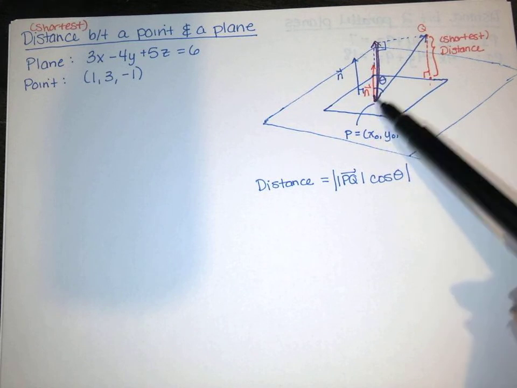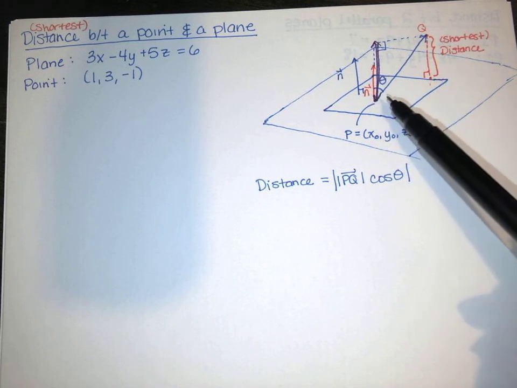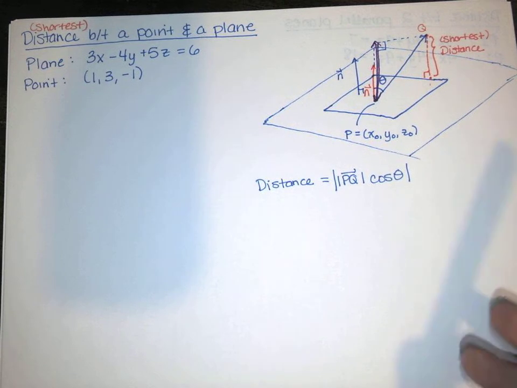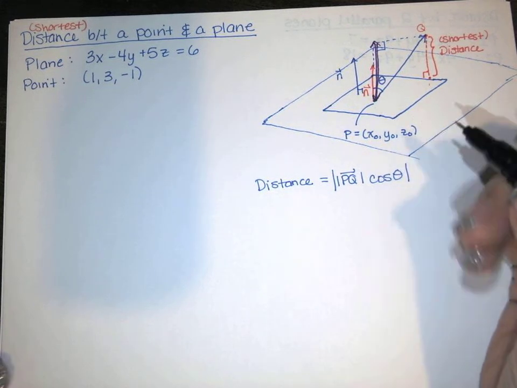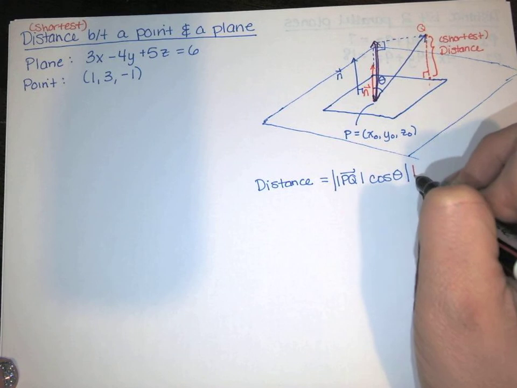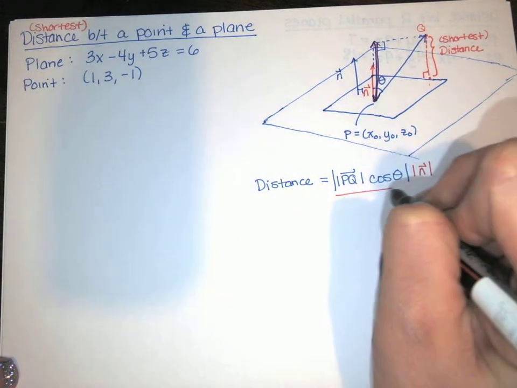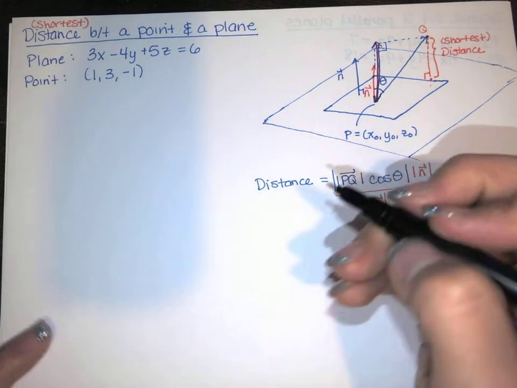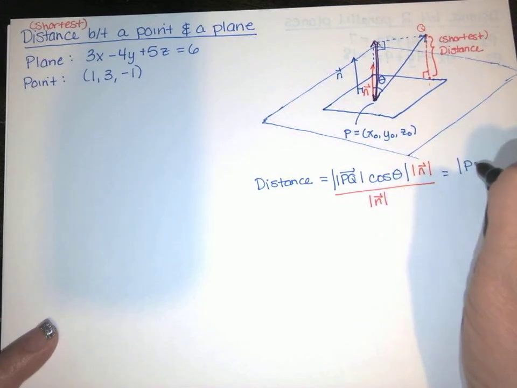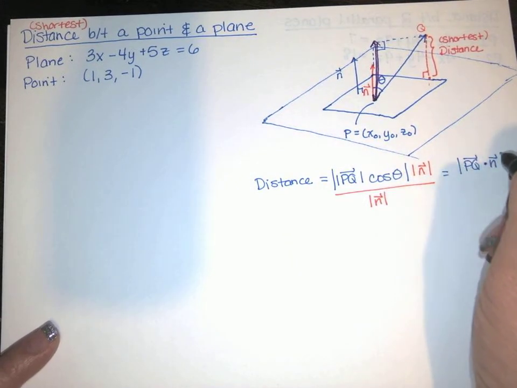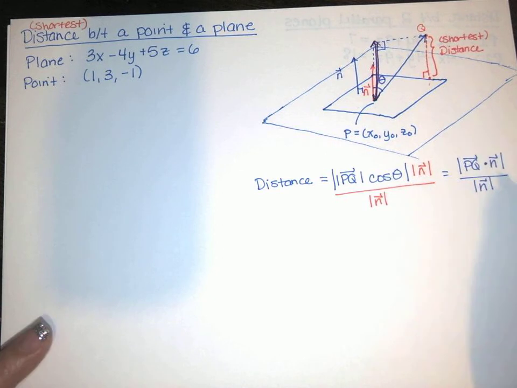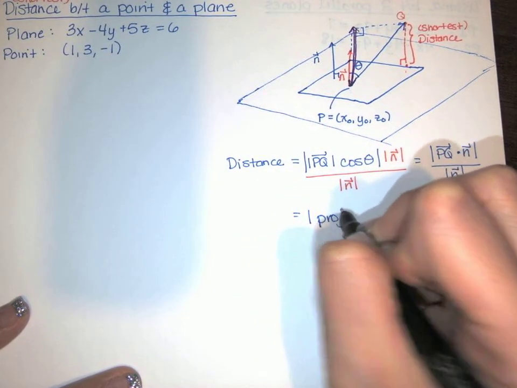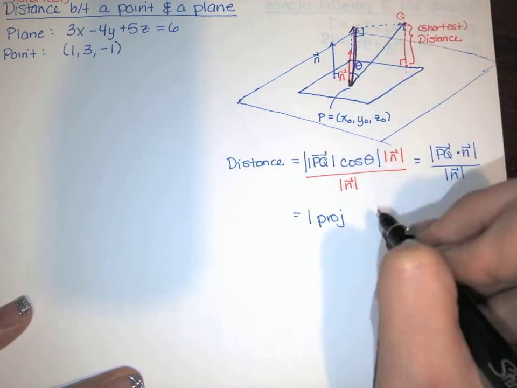But we do know n, and we can find PQ in component form. So we're going to use the same trick that we used earlier when we found the projection. We're going to multiply by the length of n and divide by the length of n. And so we get PQ dotted with n over the length of n. Or if you prefer, you can just think of it as the length of the projection of PQ onto n.